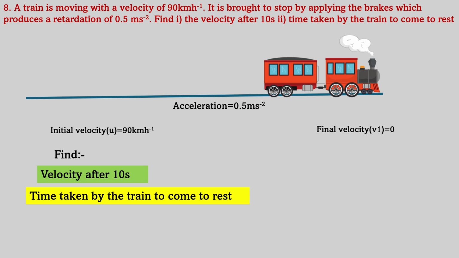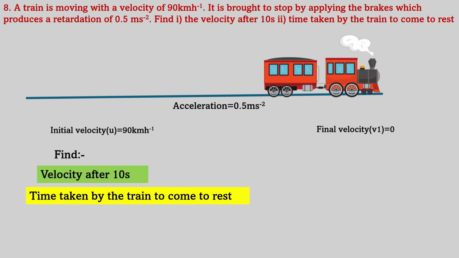So initial velocity over here, since the train is continuously moving at a velocity of 90 km per hour, so initial velocity over here is 90 km per hour. And the final velocity as it comes to rest is obviously 0, right?